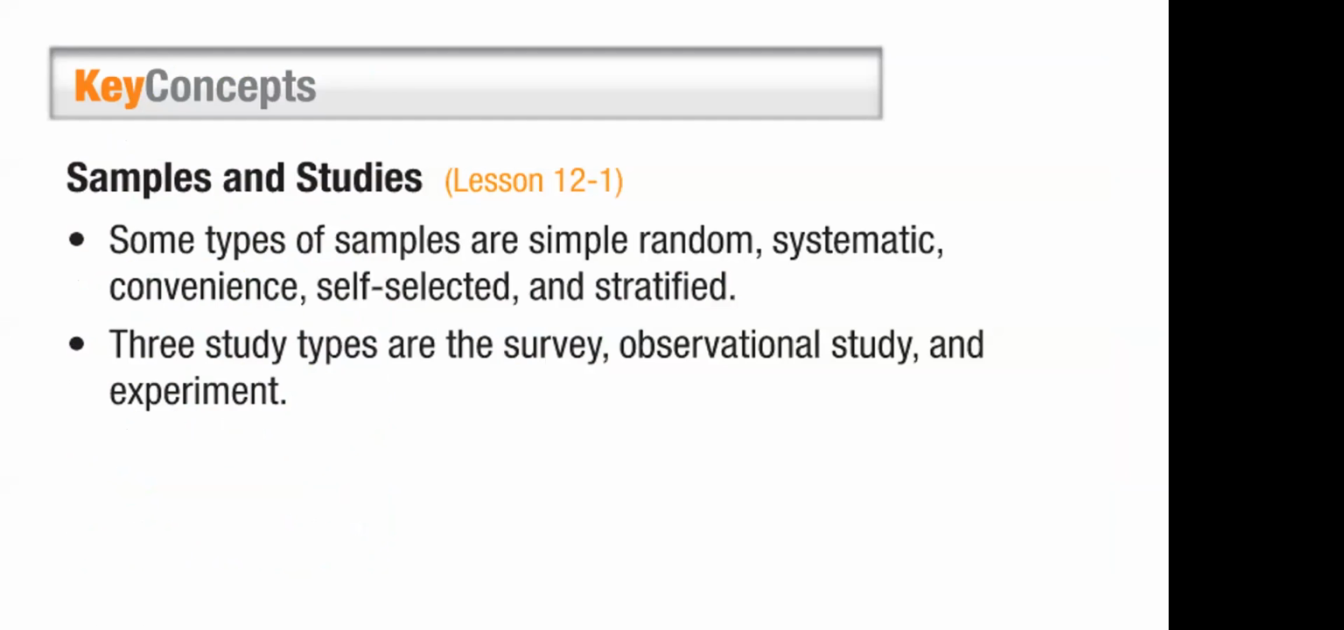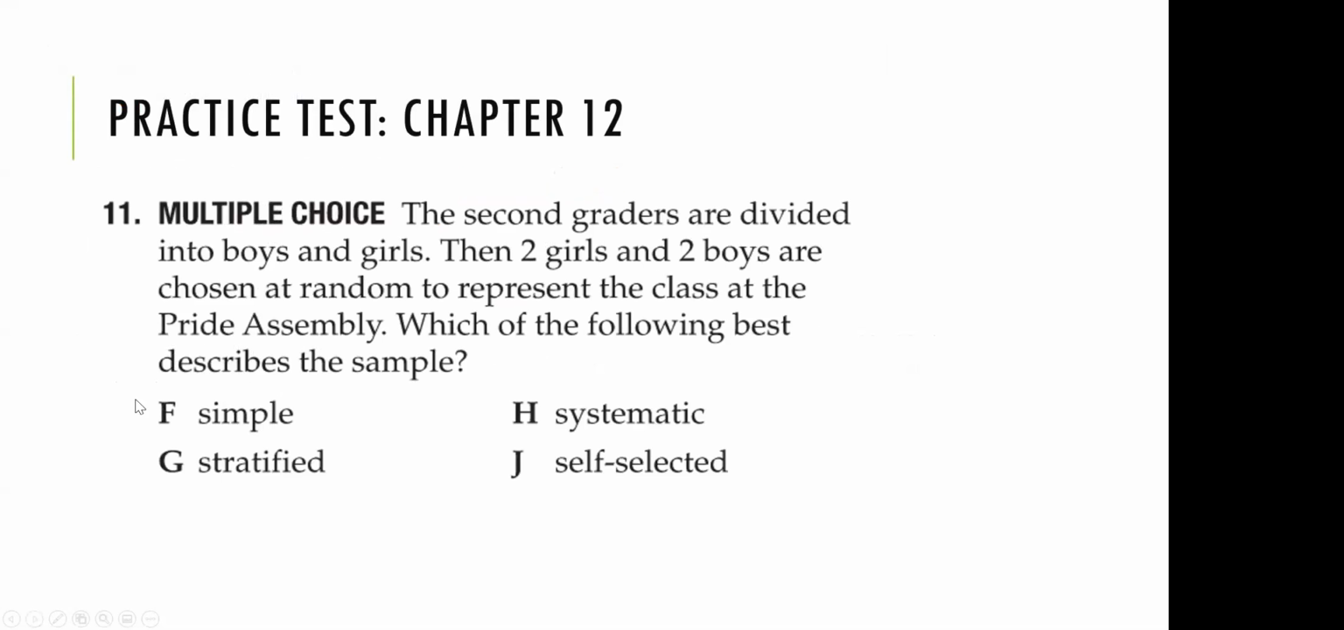The first section talks about samples and studies. Some types of samples are simple random, systematic, convenient, self-selected, and stratified. You should know the definition of each one and be able to identify each type. Then the three study types are the survey, observational study, and experiment. You should know the difference between each one of those.